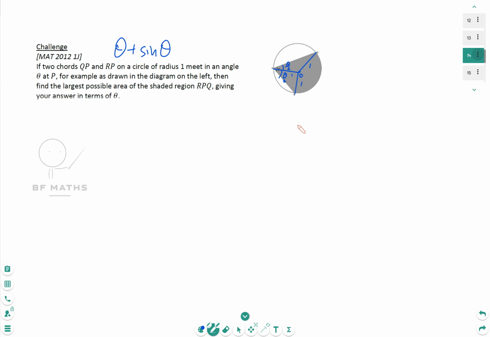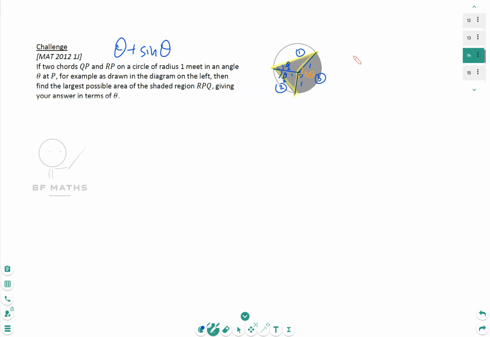Now, what else we also know is that hopefully you remember your circle theorems. The angle at the center is double the angle at the circumference. In other words, if this is theta, this is 2 theta. That's the hardest part of the question. Then to find the area of the shaded region, we can split it into triangle 1, triangle 2, and sector 3.